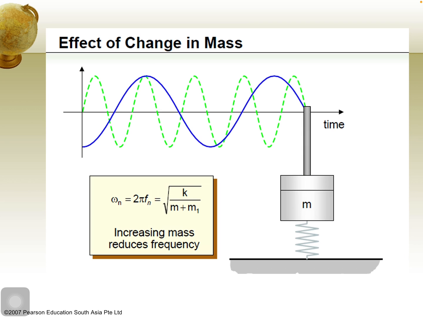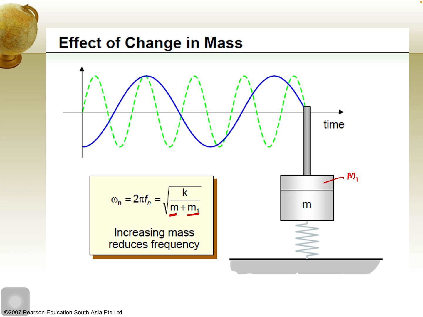So what will change if, for example, in this case, we increase the mass? When we increase the mass, so m plus m1, so this is m1, what happens is the frequency will be reduced. And also the natural frequency will also be reduced.